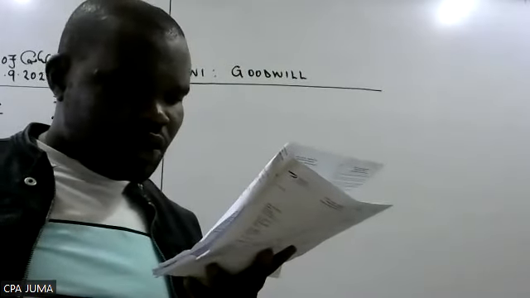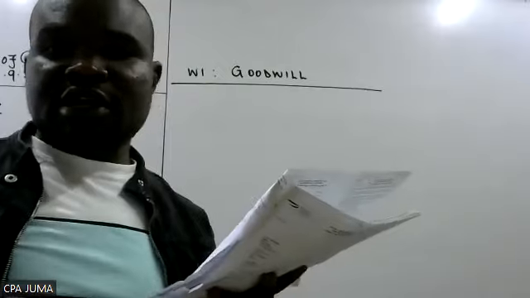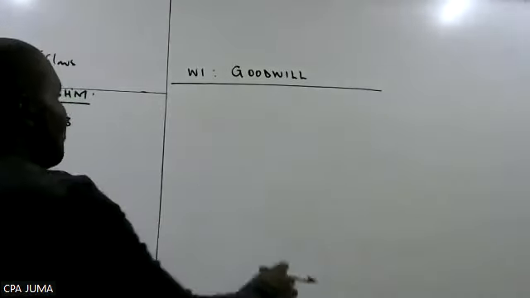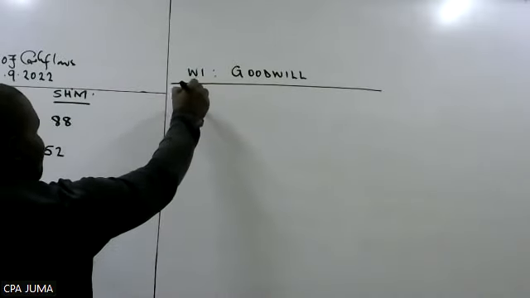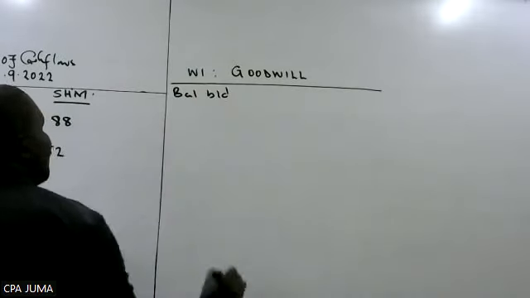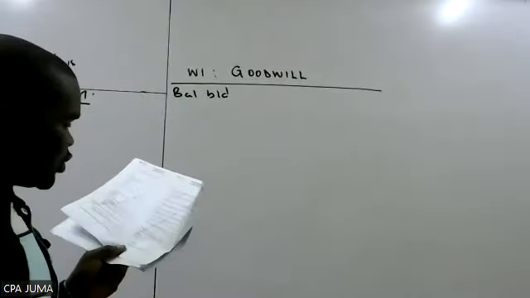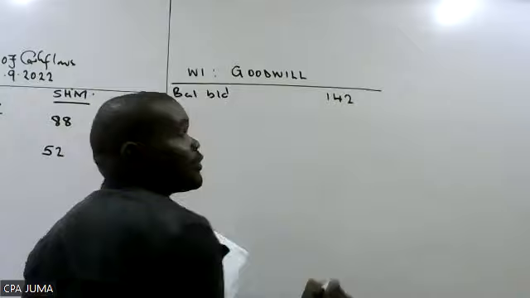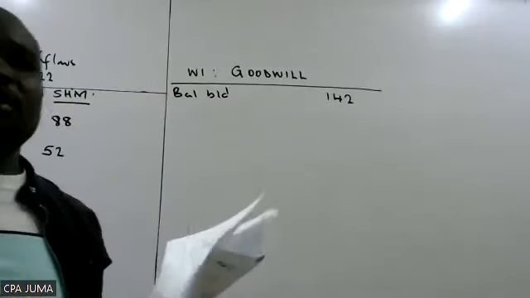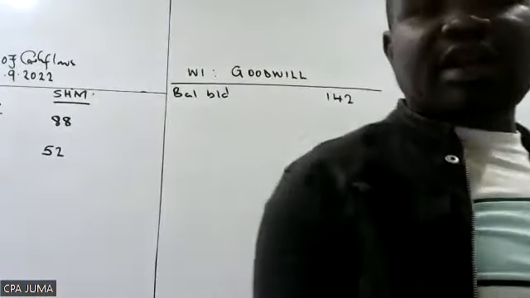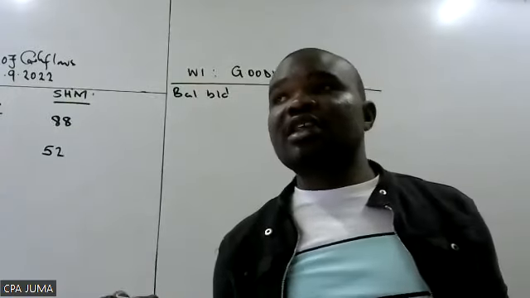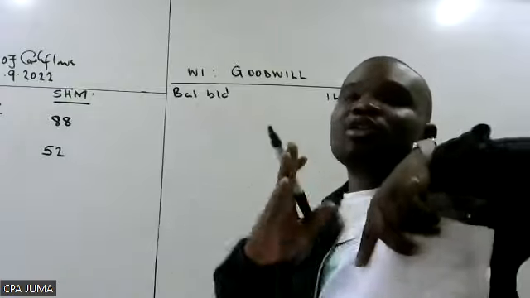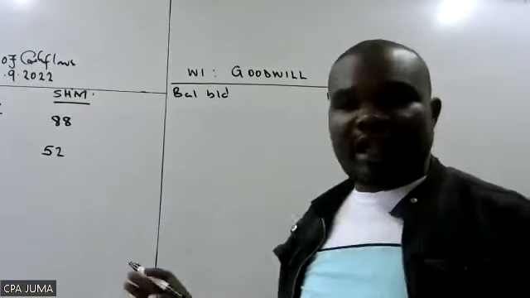142. I hope everyone sees that. It was 142. So balance brought down. I'm not using a T account. When we started the year, the outstanding goodwill was 142. As we were progressing, we disposed of a subsidiary. So it means the goodwill which was in that subsidiary was sold.